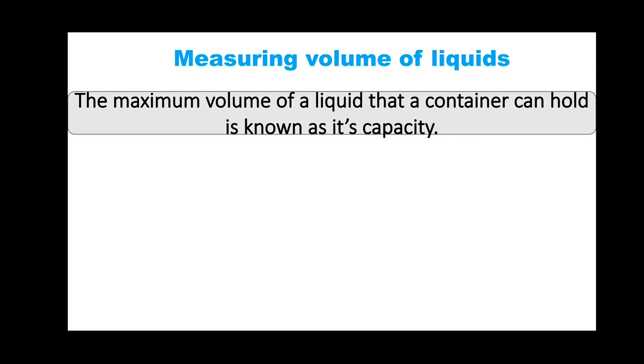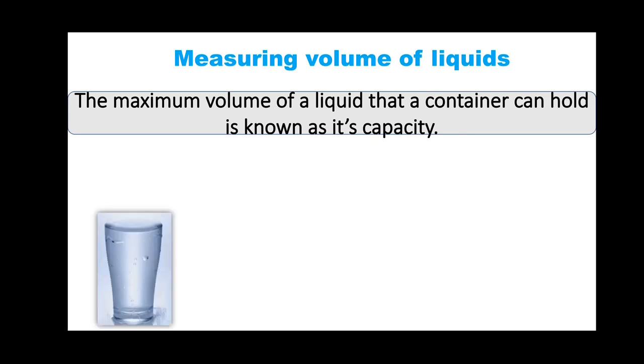For example, here you can see a glass. It is fully filled with water. Now, if we pour some more drops of water, what will happen? It will overflow. That means it does not have the capacity to hold a single drop of water more. So we can say that this much is the capacity of this glass.